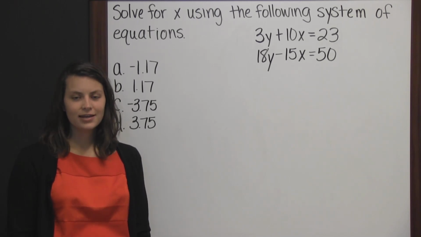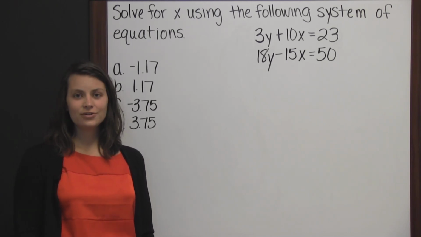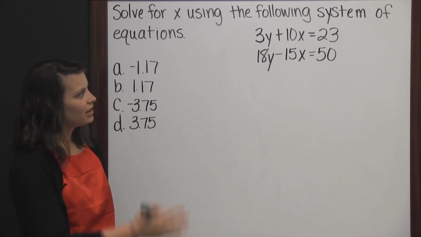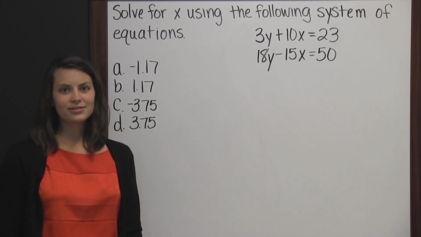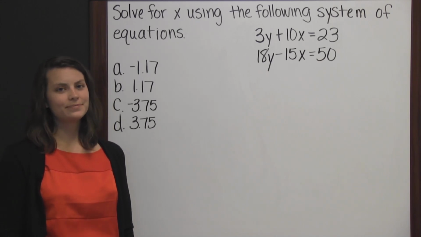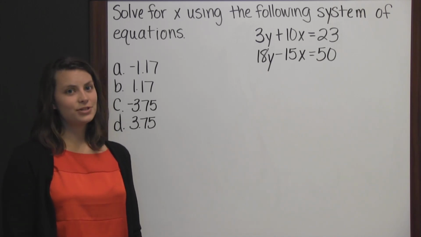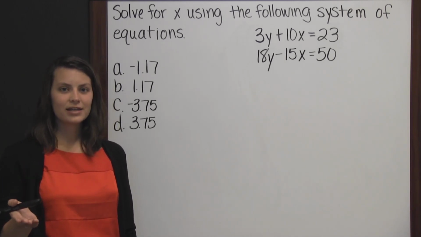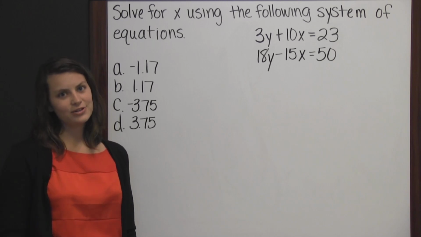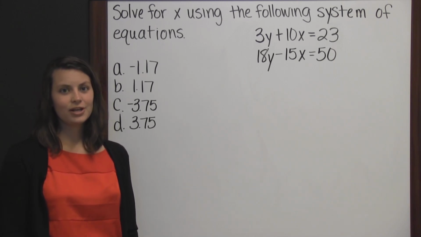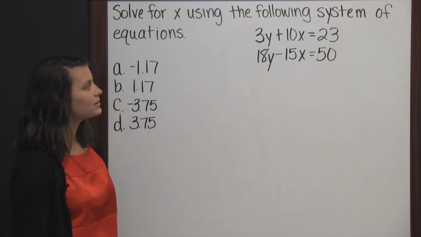The solution is the ordered pair of the intersection of those lines, because the intersection is the only ordered pair that will satisfy both equations and make them both true, since it's the only point they have in common. You can also use substitution. That's where you solve for one variable and then substitute that expression into the other equation. And then there's elimination. And that's the method we're going to use now to solve for x.